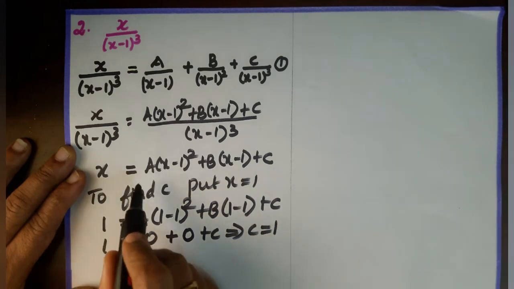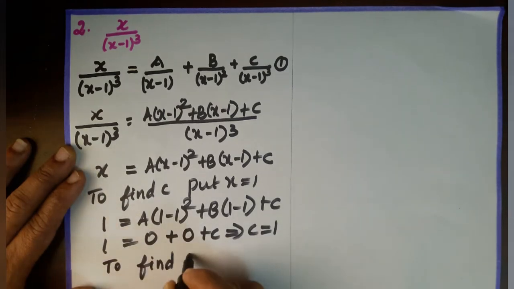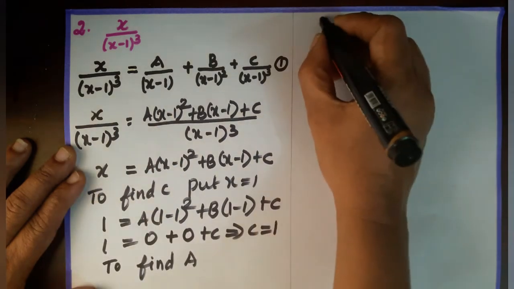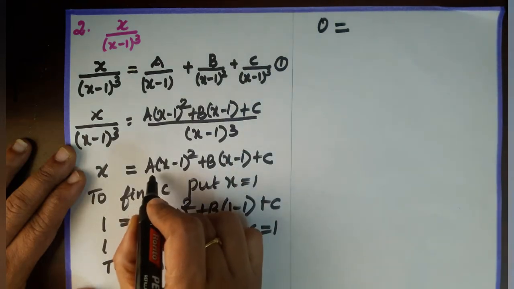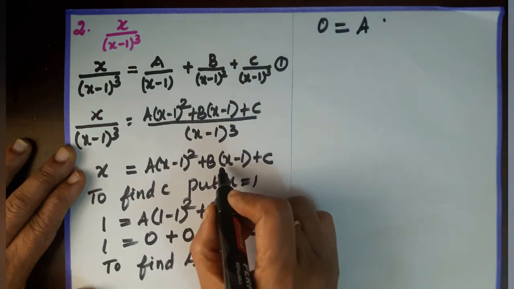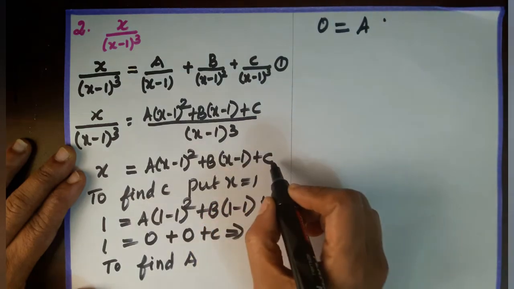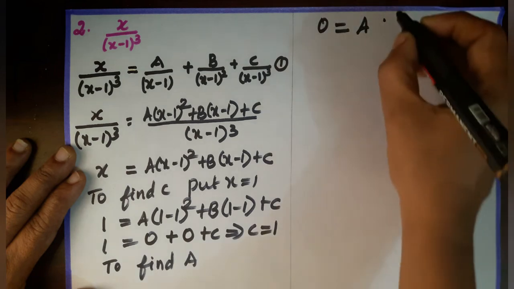Next I am going to find A. To find A, I am going to equate the coefficient of x square. I do not have the coefficient of x square on the left side. So I will get 0 equal to the coefficient of x square in the first term, which is A. In the second term we have only the coefficient of x. In the third term also we do not have the coefficient of x square. So the value of A is 0.